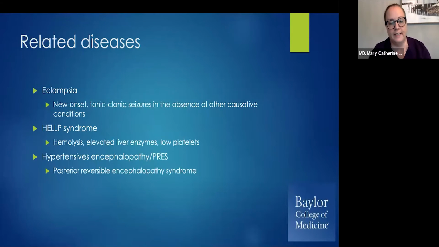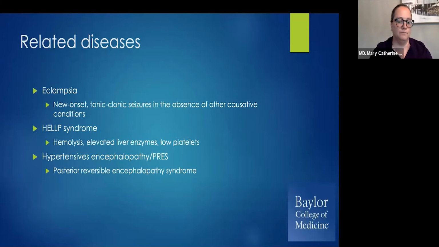So in terms of related diseases, I consider these all on the spectrum of preeclampsia, with eclampsia being, as you know, new onset tonic-clonic seizures in the absence of other causative conditions, like, for example, underlying epilepsy. HELLP syndrome, so the triad of hemolysis, elevated liver enzymes and low platelets, all three of which must be present and demonstrated to make that diagnosis.